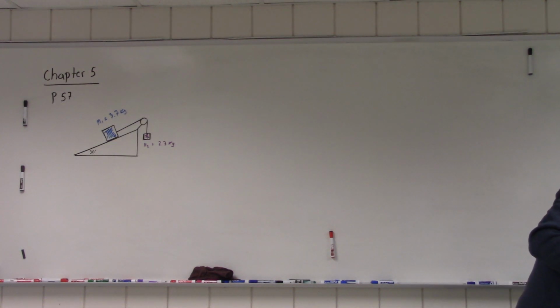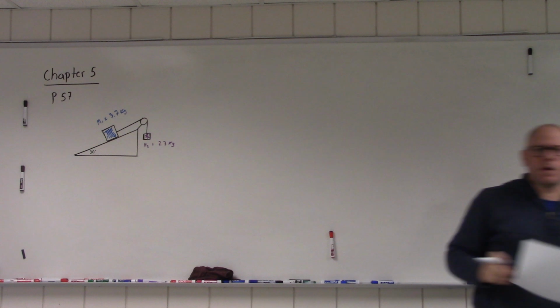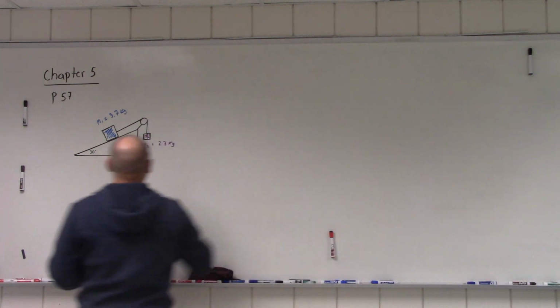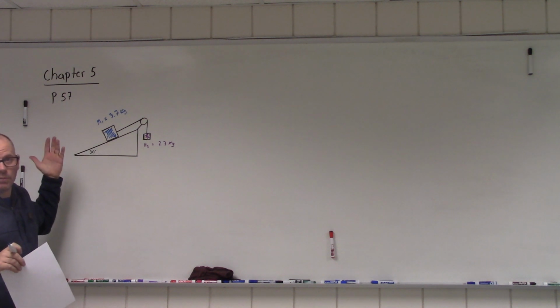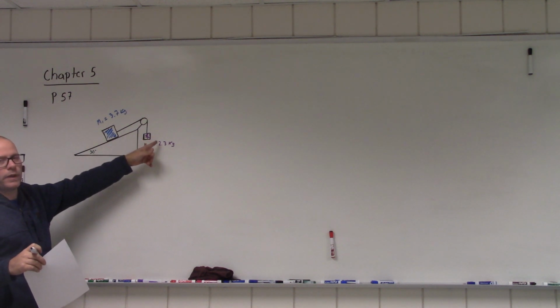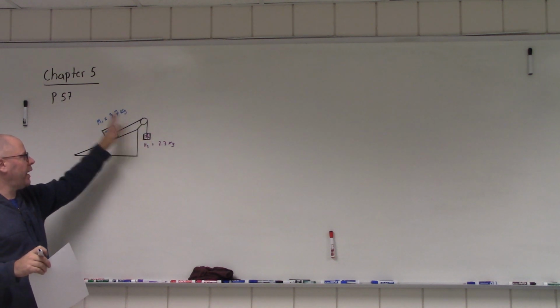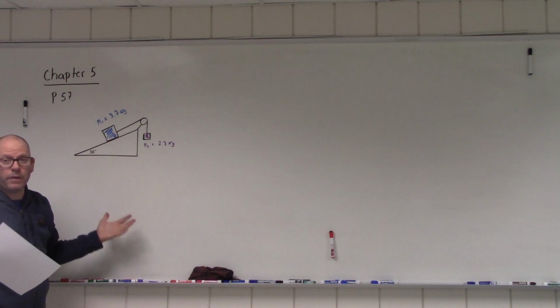And the first thing it asks is, what are the magnitudes of the acceleration of each block, the direction of the acceleration of the hanging block, and the tension in the cord? So there's no friction. If you just let this go, does this block accelerate up the ramp or down the ramp? And then consequently, would this one accelerate down or accelerate up? And then what's the tension in the cord? And what's the value of that acceleration?